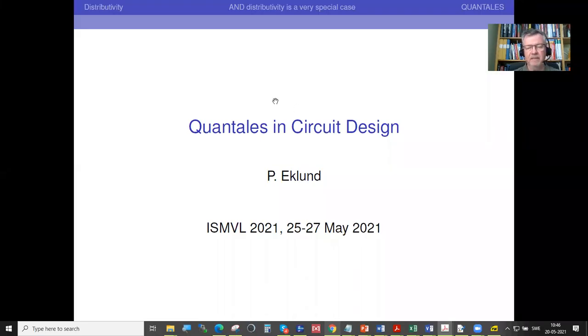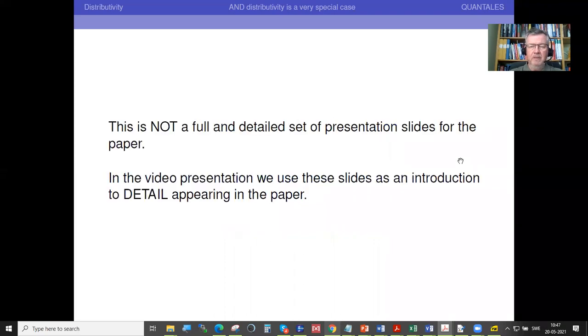My name is Patrick Eklund, and I will speak about quantals, how they are applied in various contexts. What I want to do is to explain what quantals are in relation to distributive lattices.